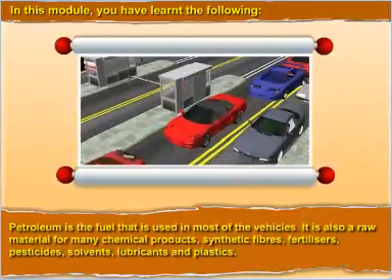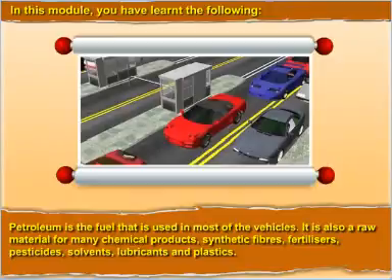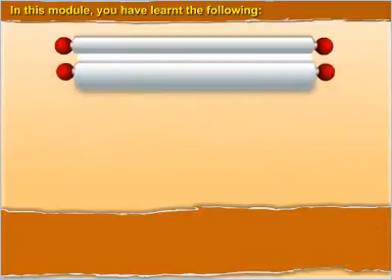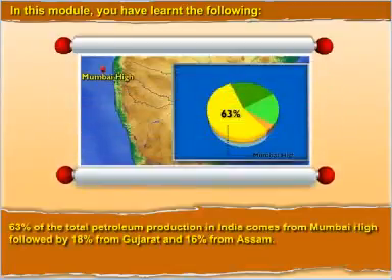Petroleum is the fuel that is used in most of the vehicles. It is also a raw material for many chemical products, synthetic fibers, fertilizers, pesticides, solvents, lubricants, and plastics. 63% of total petroleum production in India comes from Mumbai High, followed by 18% from Gujarat and 16% from Assam.